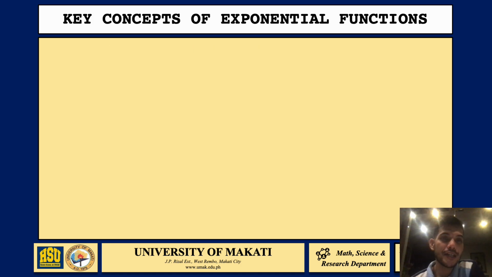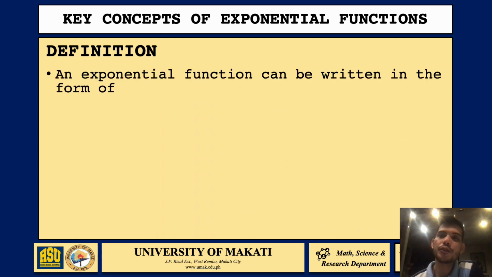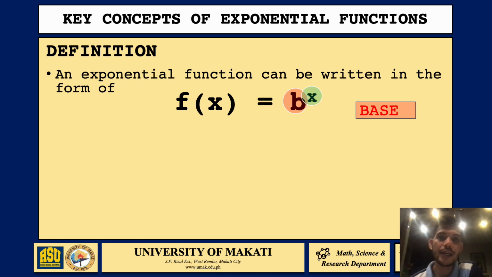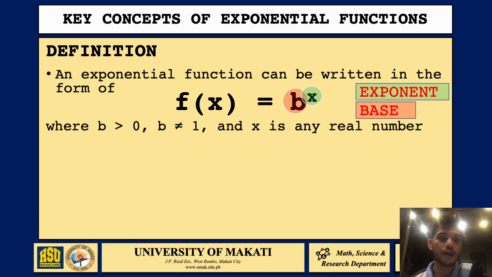So let us define the exponential function. So here's the definition. An exponential function can be written in the form of f of x is equal to b raised to x, where b is the base and x is the exponent. And of course, the condition is that b should be greater than 0.